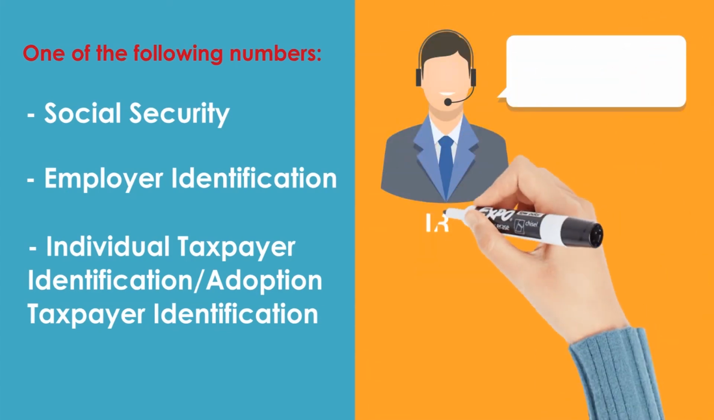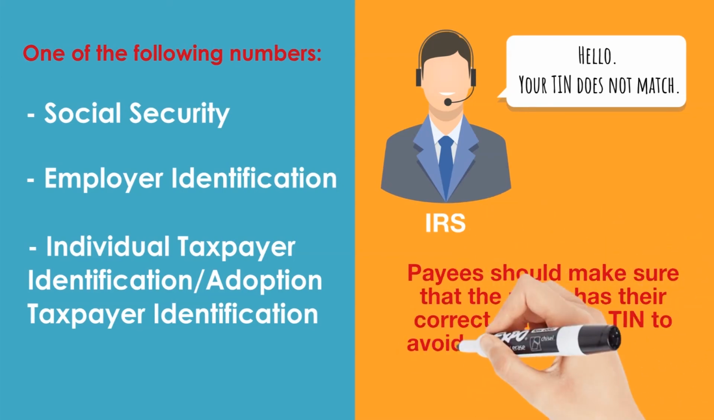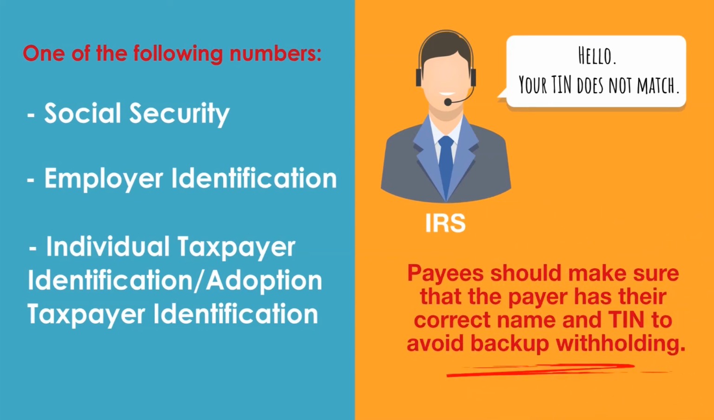If the IRS notified the payer that the payee provided a TIN that does not match their name in IRS records, the payer does not secure the correct TIN from the payee. Payees should make sure that the payer has their correct name and TIN to avoid backup withholding.